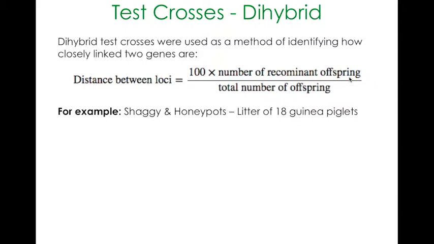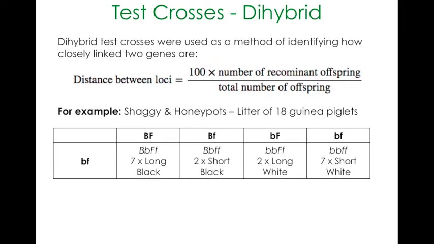So let's go with our example from class, and we're going to look at Shaggy and Honeypots, which is the 18 guinea piglets. Let's say we test cross it. Honeypots being a short white guinea pig, and she can only produce one type of gamete, bf lowercase. Shaggy is heterozygous and will have all 4 possible combinations there. Now let's say they interbreed and they cross, and you have these ratios.